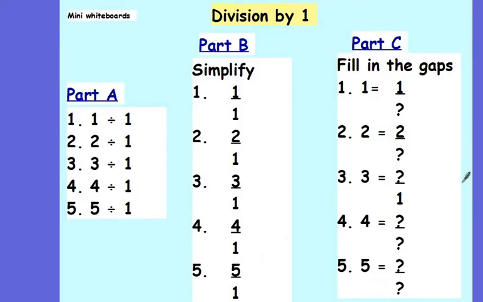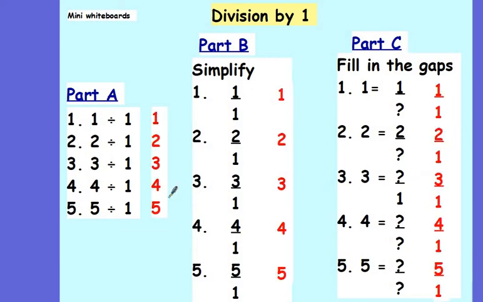Over to you, Year 7. In your light blue books, please pause the video for a couple of minutes and have a go at these 3 sets of questions. Can you work out 1 divided by 1, 2 divided by 1, 3 divided by 1, 4 divided by 1 for part A? Part B, can you simplify these fractions? For example, 1 divided by 1 is just 1. And for part C, can you fill in the gaps? What goes on the bottom? For example, if I was doing 3, that's the same as 3 over 1. Pause the video for a couple of minutes and have a go at those now.